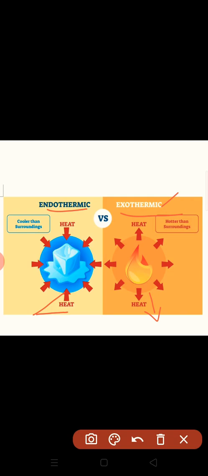It has been observed that endothermic reactions are cooler than their surroundings and exothermic reactions are hotter than their surroundings. One more example you can see: melting of ice is endothermic, and burning of a candle and digestion of food in the stomach are exothermic.